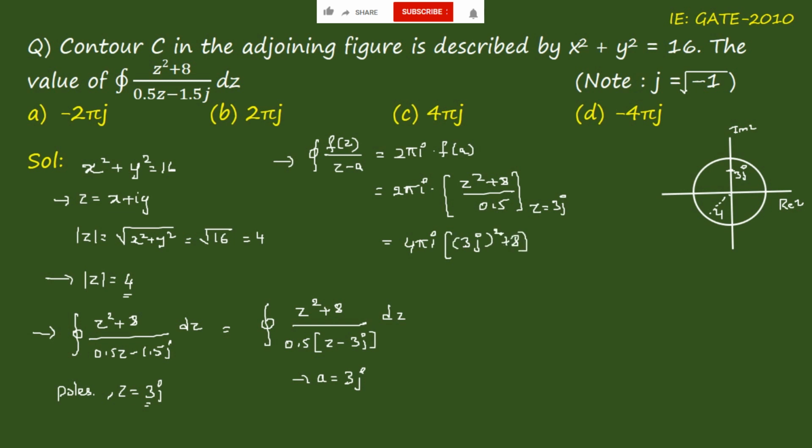You know that j square is minus 1, right? So it becomes 4 pi i into (minus 9 plus 8), right? Which is equal to minus 4 pi i. Instead of i, they have given a j, okay? Don't get confused. i is nothing but j only, okay? So the answer is option D.